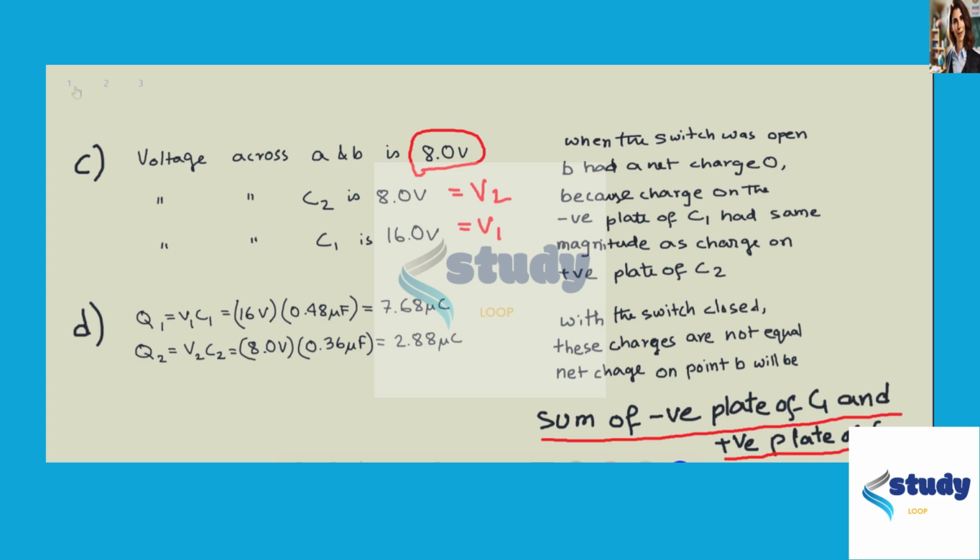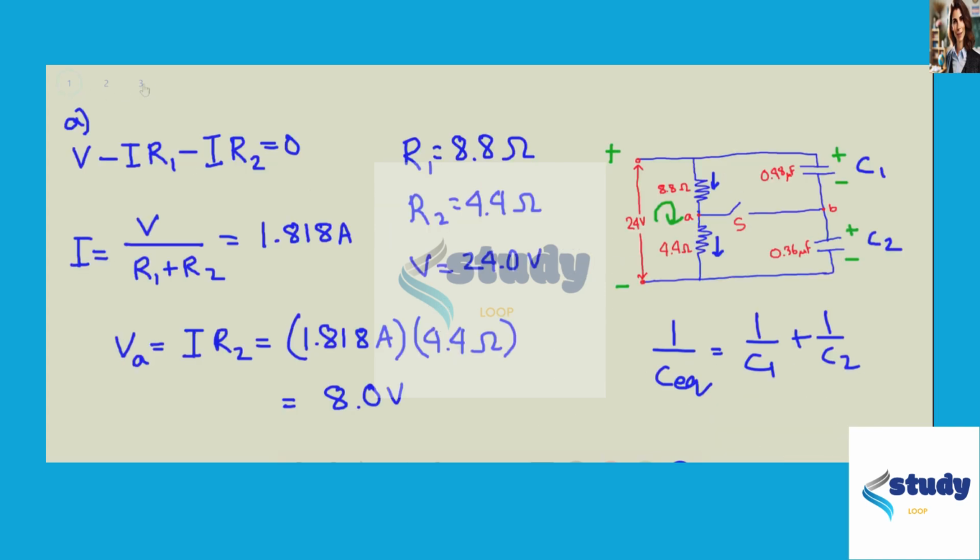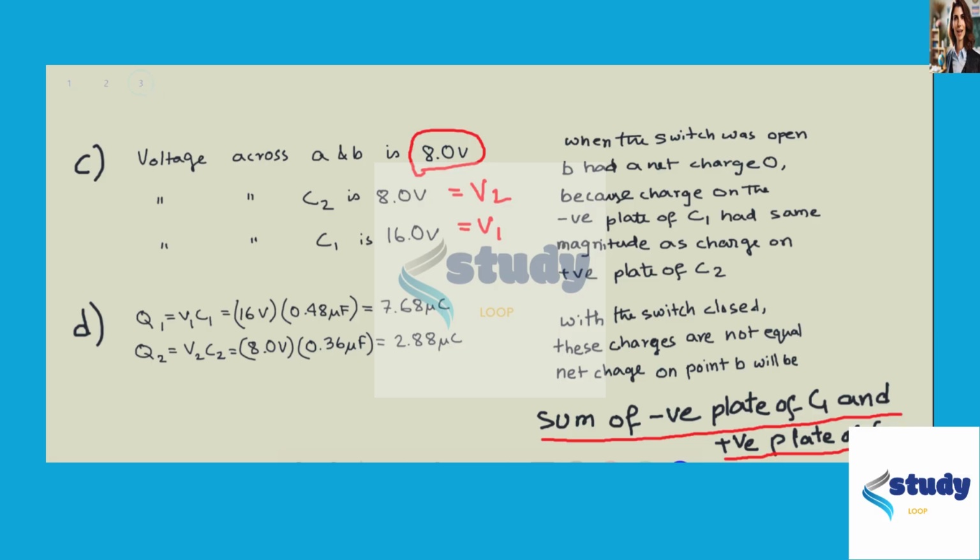Sorry, I think it's the opposite. Yeah, the bottom one is capacitor 2 and the top one is capacitor 1. So right, and we figured out the charge that's accumulated on each capacitor.